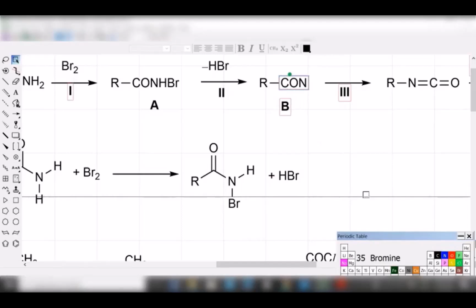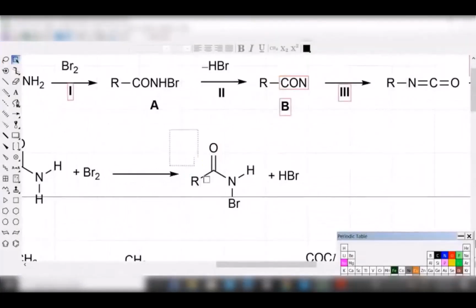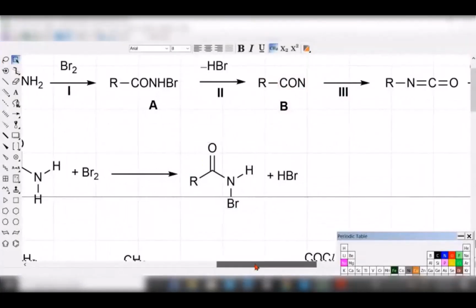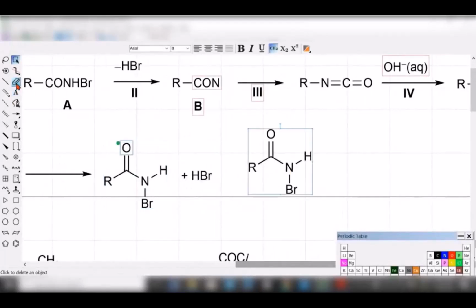They ask you for the number of electrons around B, right? Let me see. Is it deduce number? Yes, deduce number of electrons around B. Okay, so to answer this question simply, I need to draw the dot and cross.